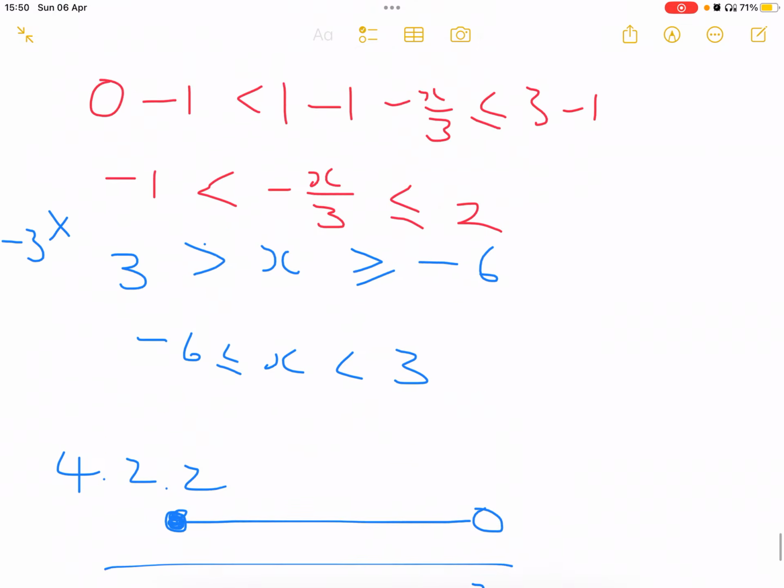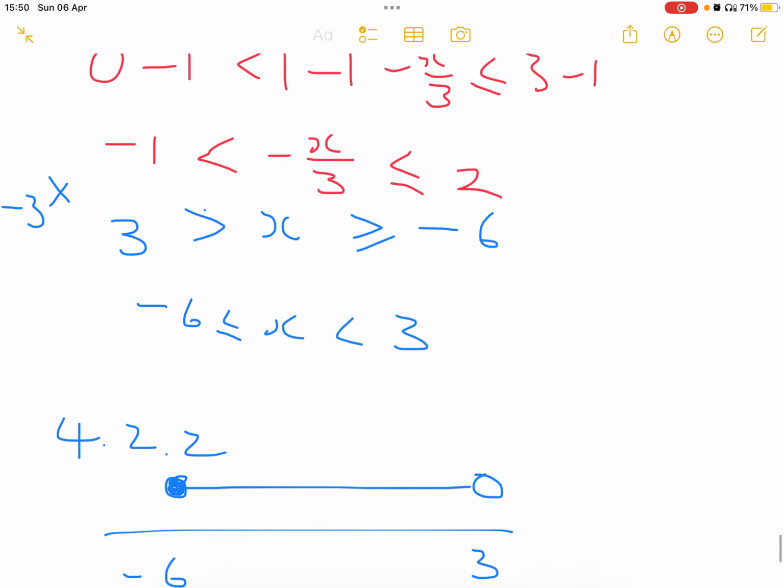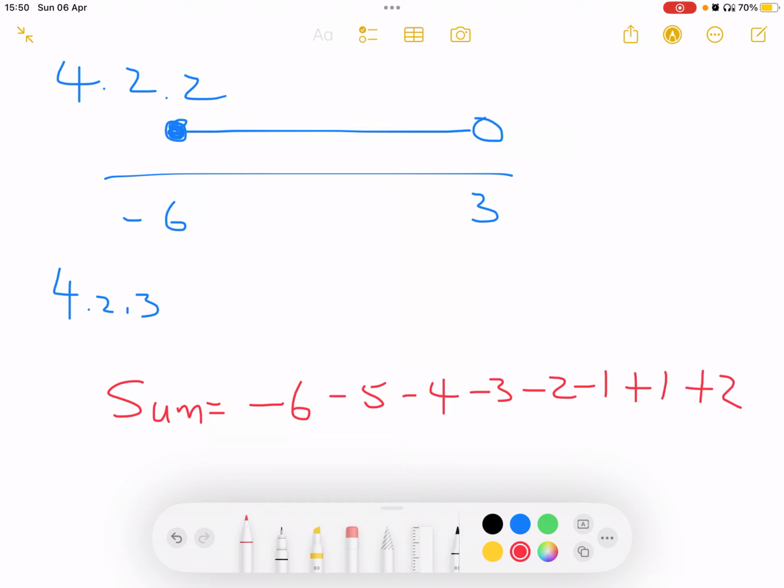4.2.3, what are they saying? Determine the sum of the integers satisfying that inequality. The integers satisfying that inequality are found between the two. What are the integers that you find? Since minus 6 is included, we include it here also: minus 5, minus 4, minus 3, minus 2, minus 1. We don't put in 0. Then we add 1, we add 2. We can't go to 3. So if I punch my calculator: minus 6, minus 5, minus 4, minus 3, minus 2, minus 1, plus 1, plus 2, we get minus 18. That is the final answer.